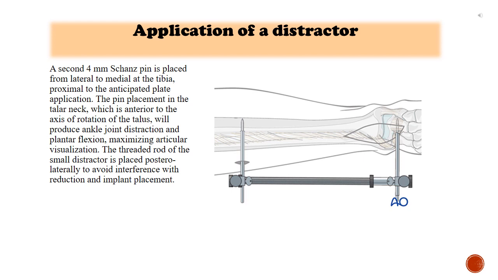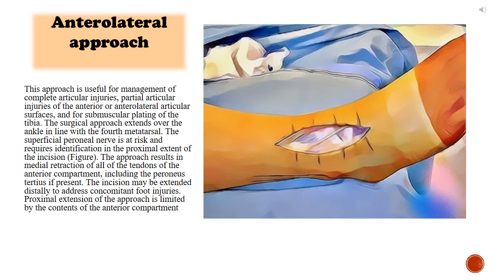The threaded rod of the small distractor is placed posterolaterally to avoid interference with reduction and implant placement. This approach is useful for the management of complete articular injuries, partial articular injuries of the anterior or anterolateral articular surfaces, and for submuscular plating of the tibia. The surgical approach extends over the ankle in line with the fourth metatarsal.